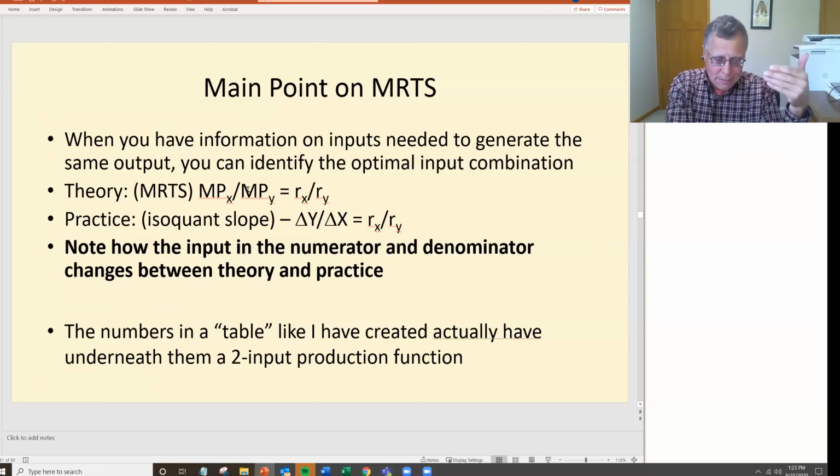How do you do it in practice? You go through this isoquant slope, the change in y with the change in x with the minus sign in front of it, which has to equal the price ratio. We just showed that. The key to note is that it's delta y over delta x, the price of x over the price of y.